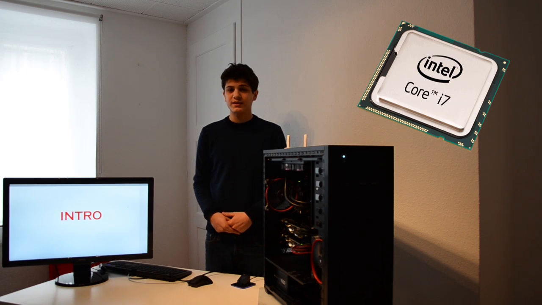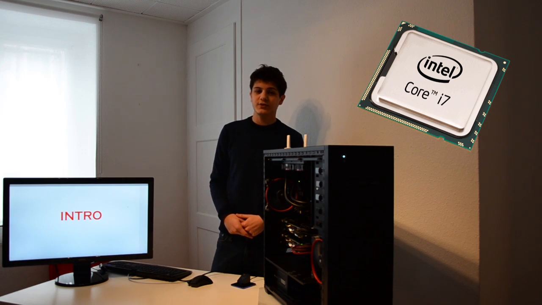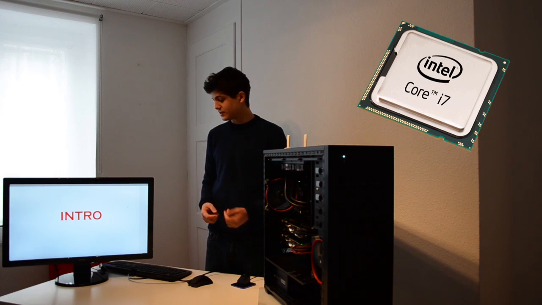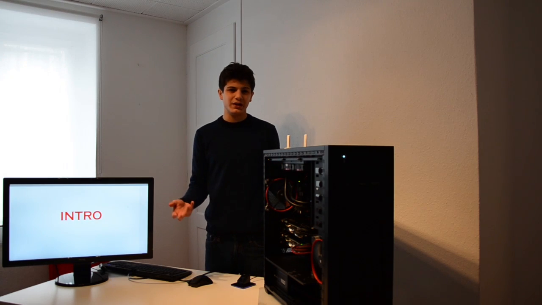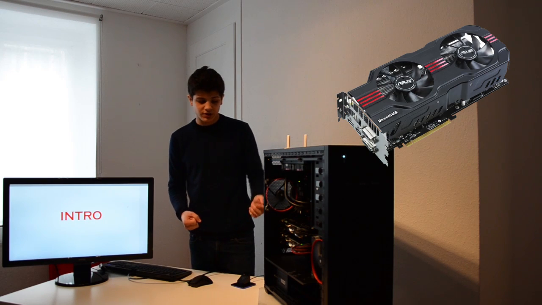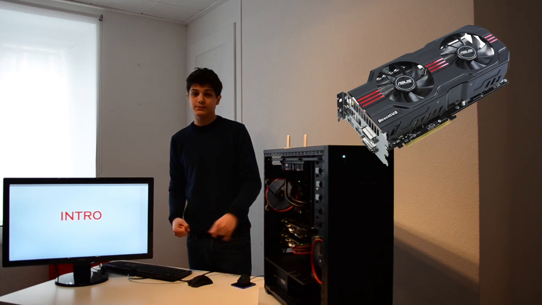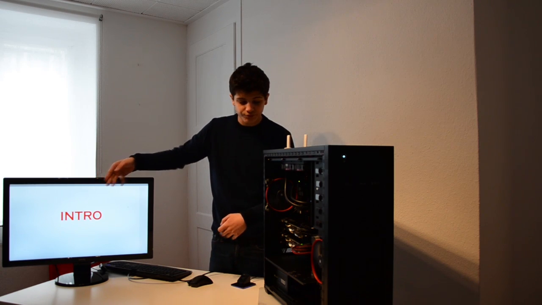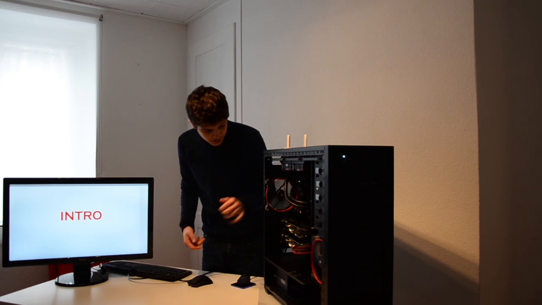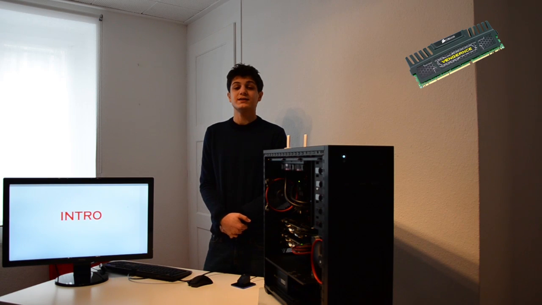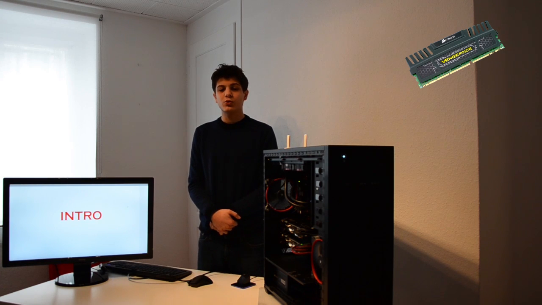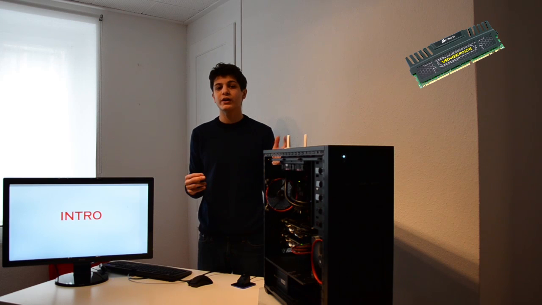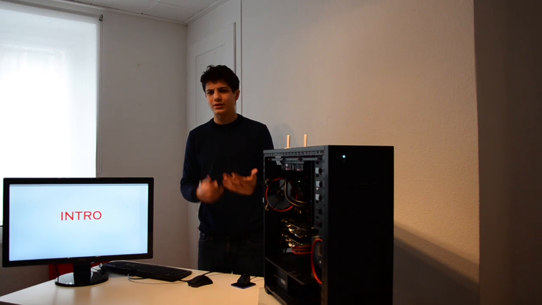First of all, there's the CPU, the central processing unit, which acts like its brain. Then there is the graphics card, the GPU, graphics processing unit. That's the thing that creates the image you see here. Then there is the RAM. The RAM is the random access memory. It basically stores all the programs you're running currently. It's kind of a temporary memory.